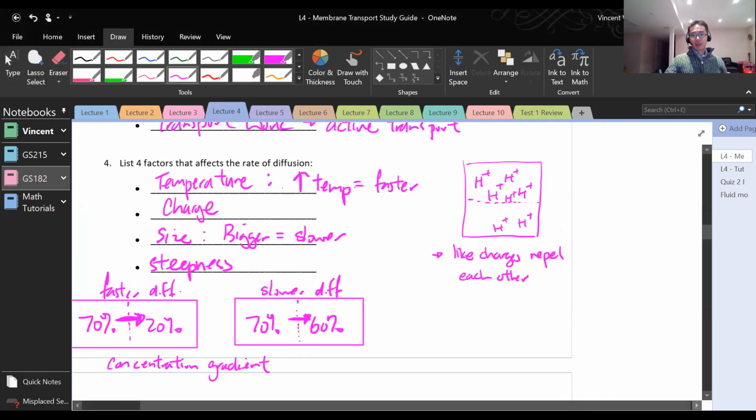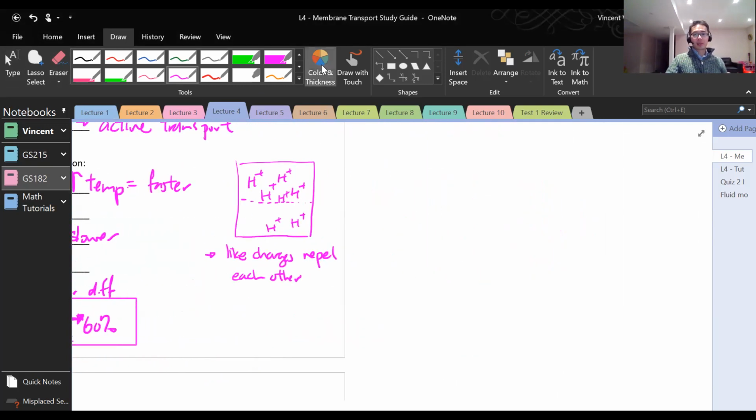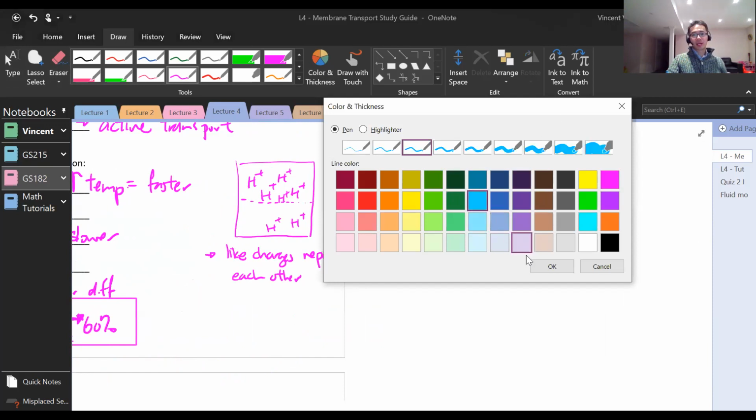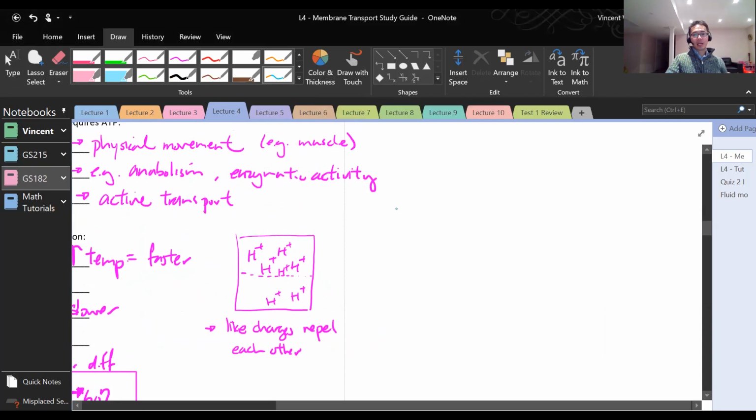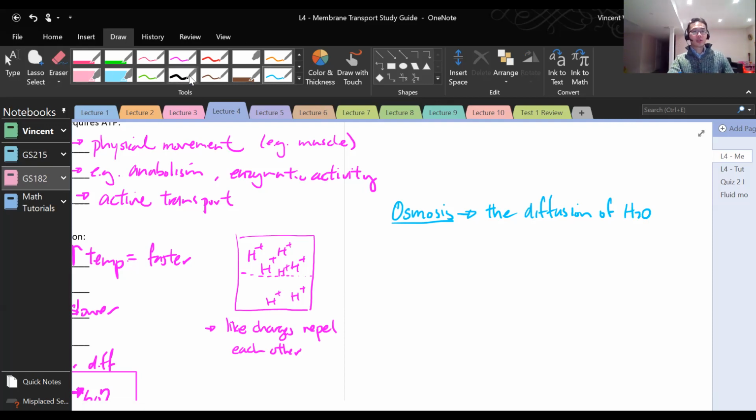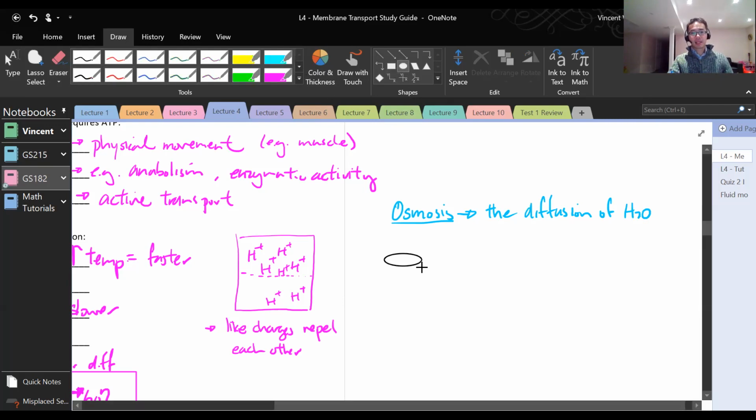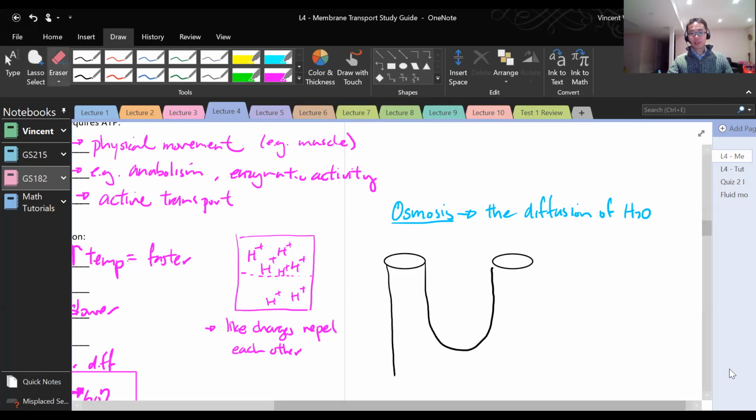Now, I just want to talk about a question here that a lot of people got wrong in the past on the quiz, one of the application questions. So I'm going to talk about this. Osmosis. Okay, so osmosis is the diffusion of water, right? Diffusion of water. So let's take a look at this situation, okay? And if you don't understand, please ask, because I guarantee you will see something like this on the quiz or on the test.